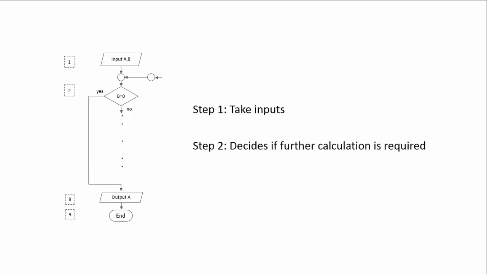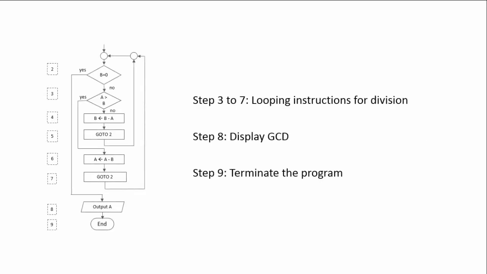The flow continues processing further instructions only if the value of B is not equal to 0. In step 2, if the value of B is 0, then the algorithm outputs the value assigned to variable A as the GCD. Step 3 to 7 are looping instructions, meaning that they will keep repeating until the condition of number B becoming equal to 0 is satisfied.